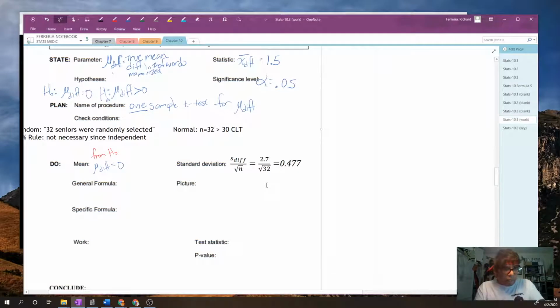So here we go. Standard deviation is S diff over square root n, which is 2.7 over root 32, which we're estimating at 4.77. Next things you're going to work on: general formula, then specific formula, and then your picture. So that's three things. I know I said two. Three things: general formula, specific formula, picture. Let's get that done.